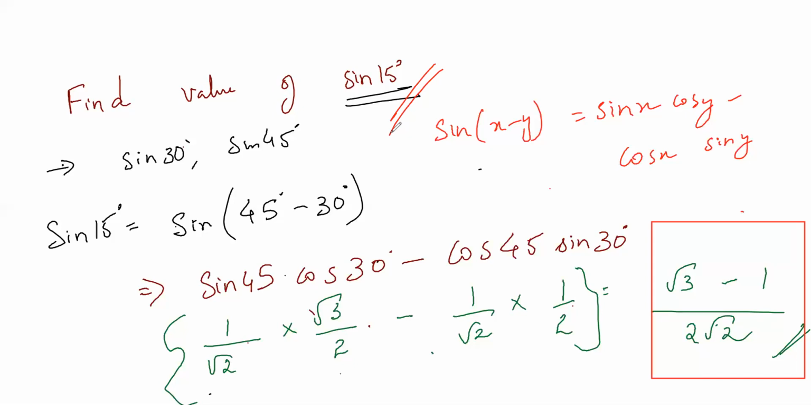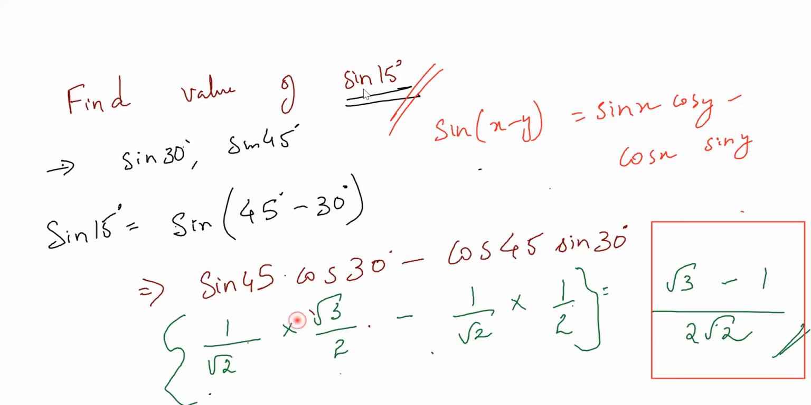So one more time, I'll explain the same question because it's very important. Sine 15 is there, correct? 15 degree I have not taught you. What is 15? 45 minus 30. So I just wrote sine of 45 minus 30 degree. That is nothing but sin x cos y minus cos x sin y. Then by using the trigonometric table, I'm solving it.